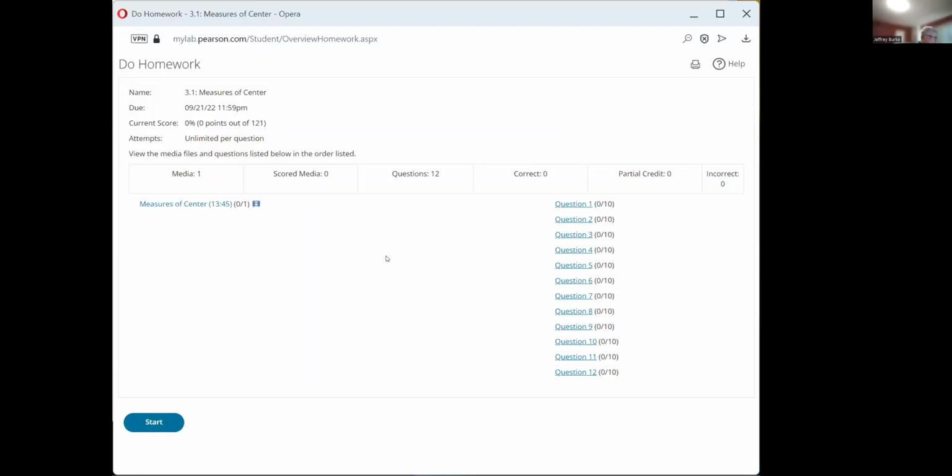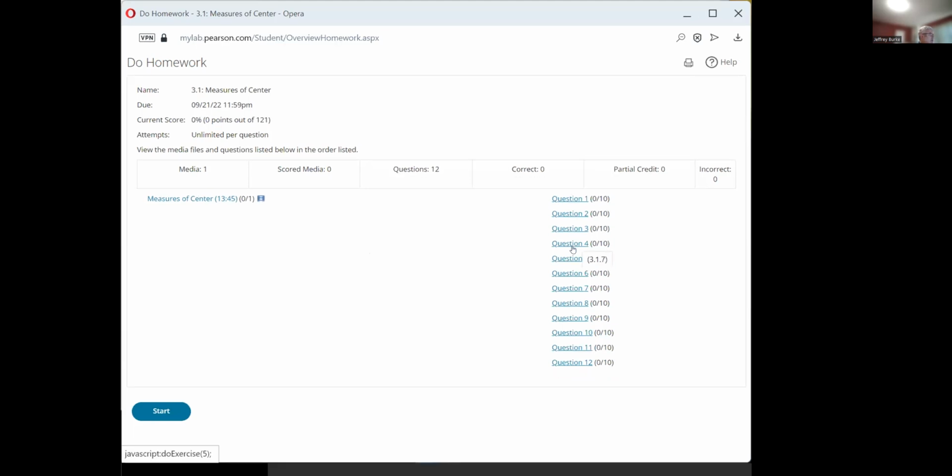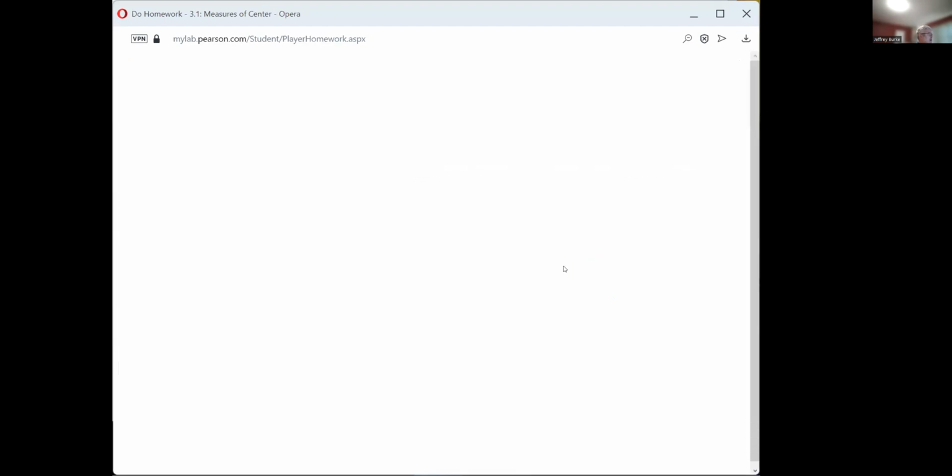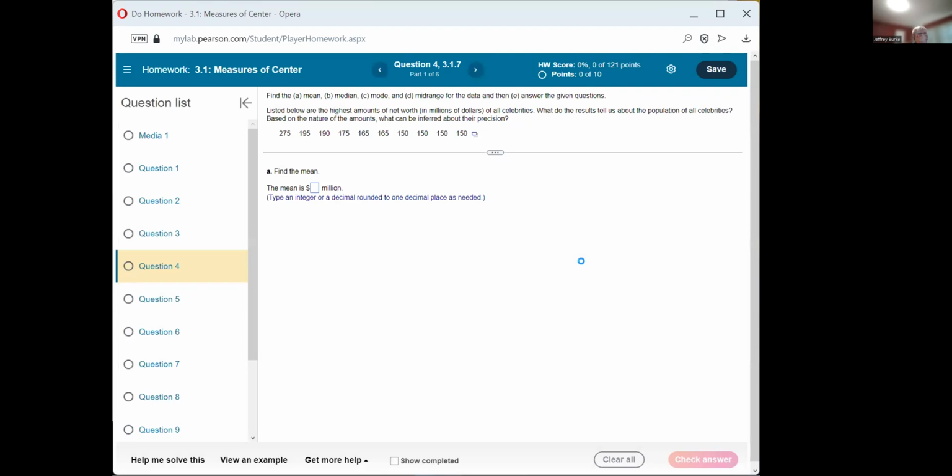Okay, so for the first one here, I'm not going to look at all these questions, but the main ones that deal more directly with what we've discussed today, particularly the calculations. So here's the question. It says to find the mean, median, mode, and mid-range of the data, and then answer the given questions that they're going to ask about here.